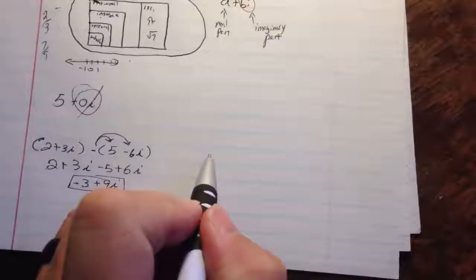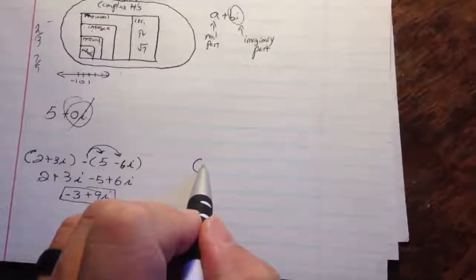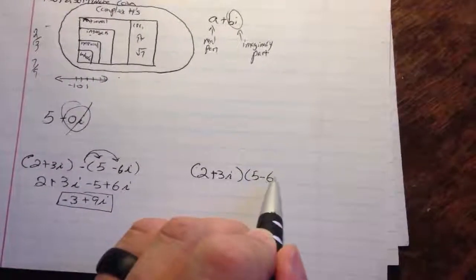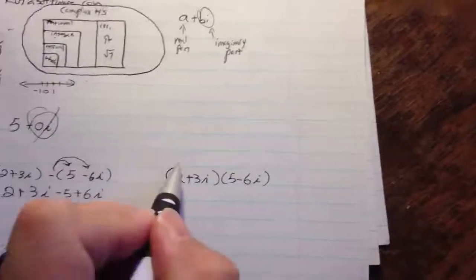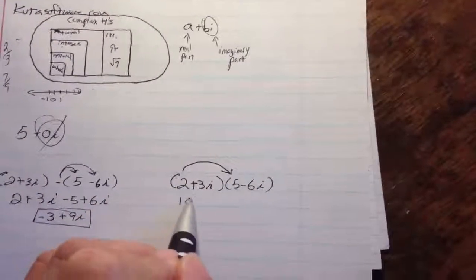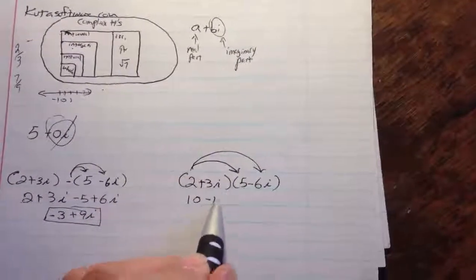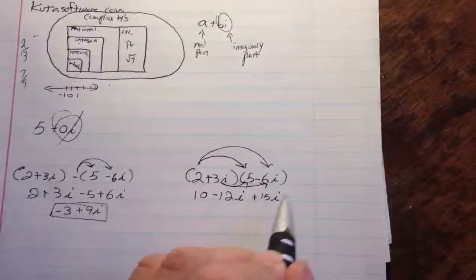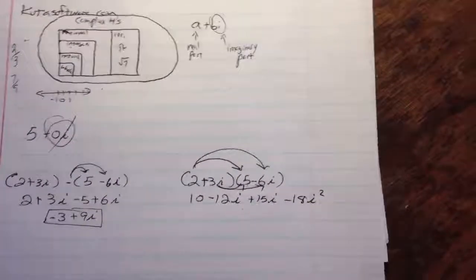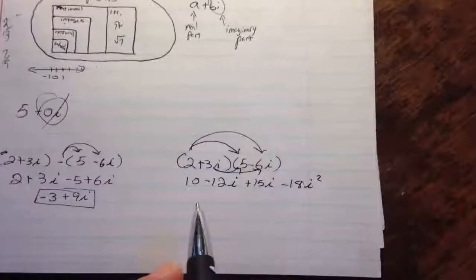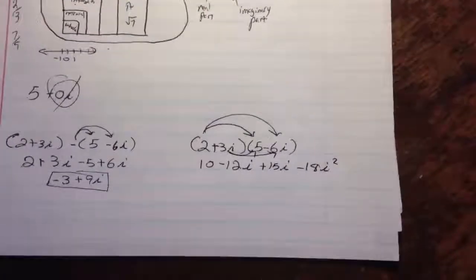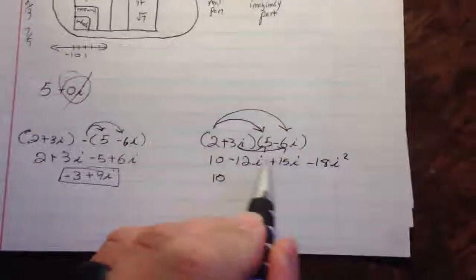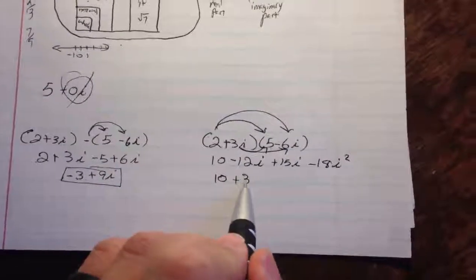Let's take a look at one where you're foiling. I'll use the same ones, but use multiplication this time. So I'm going to FOIL: 2 times 5 is 10, negative 12i, 15i, and negative 18i squared. You look at this and you associate the i with x, but don't forget it's not a variable. So we got 10, and a difference of 3, so that's going to be 3i.